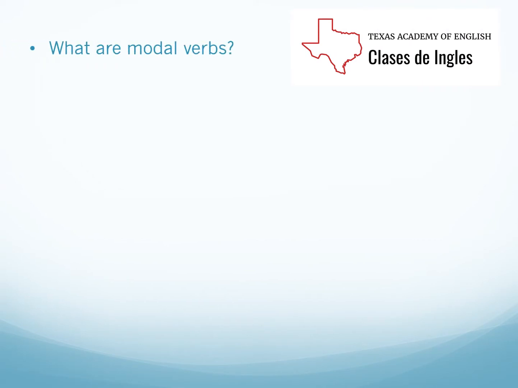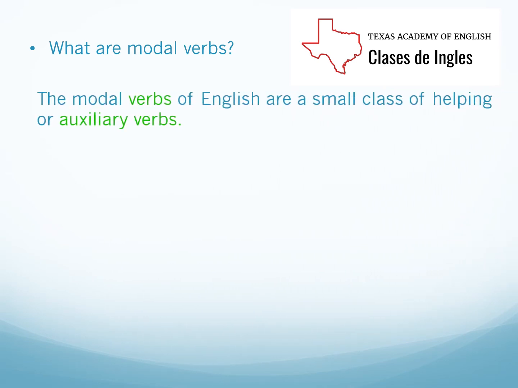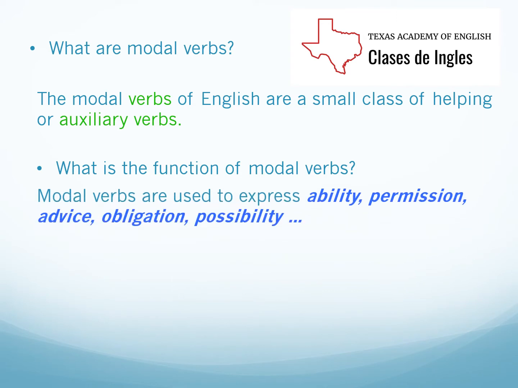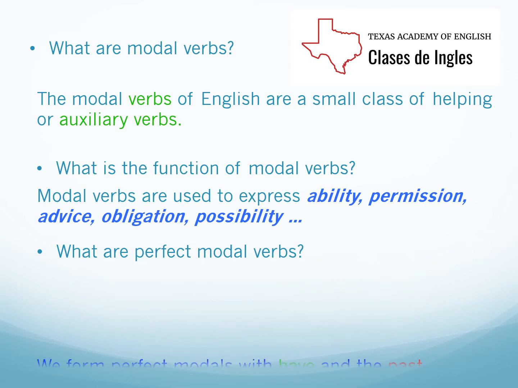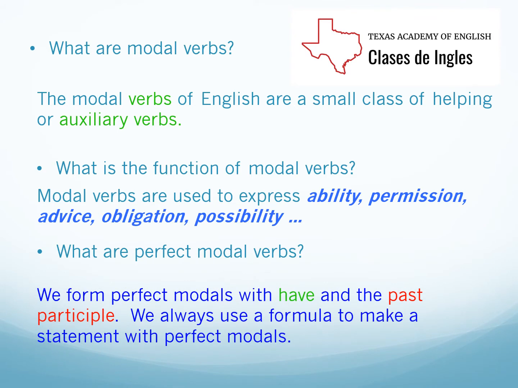What are modal verbs? The modal verbs of English are a small class of helping or auxiliary verbs. What is the function of modal verbs? Modal verbs are used to express ability, permission, advice, obligation, or possibility. What are perfect modal verbs? We form perfect modal verbs with have and the past participle. We always use a formula to make a statement with perfect modals.